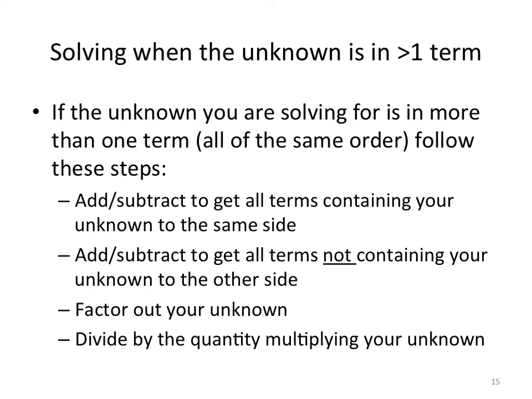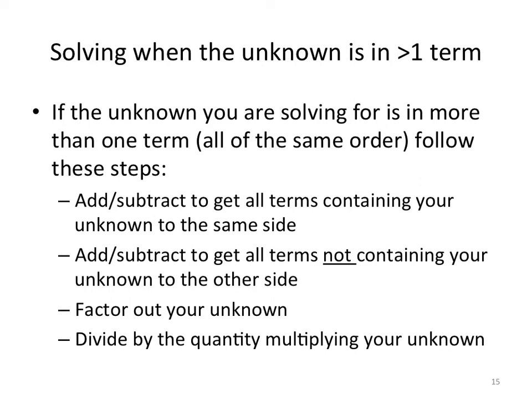so what if you have an unknown that is more than one term? All right, so the unknown you're solving for, if you've got more than one term, first of all, you'll do some addition and subtraction first to get all your unknowns to one side. Okay, and then get everything else away from it.